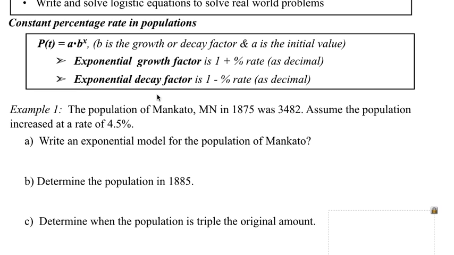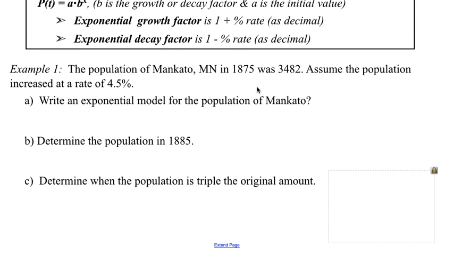So let's suppose we have the population of Mankato in 1875 being 3,482. I actually looked this up on the internet, and that's an accurate number. And we're assuming that the population is going to increase at a rate of about 4.5%. That's a little bit high, but it's close to what the growth rate was.